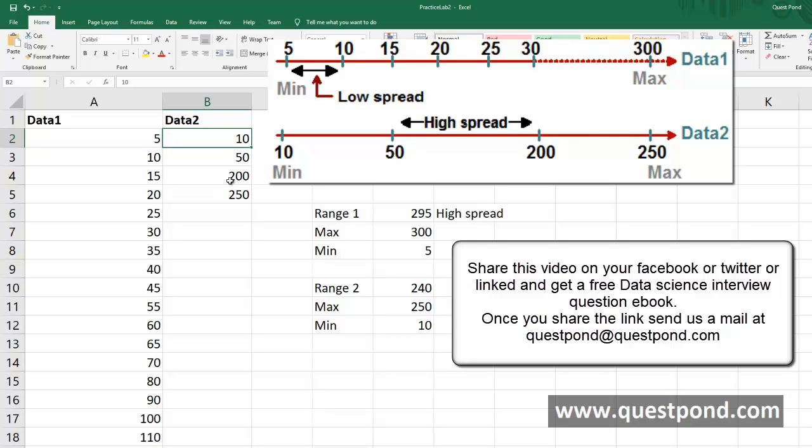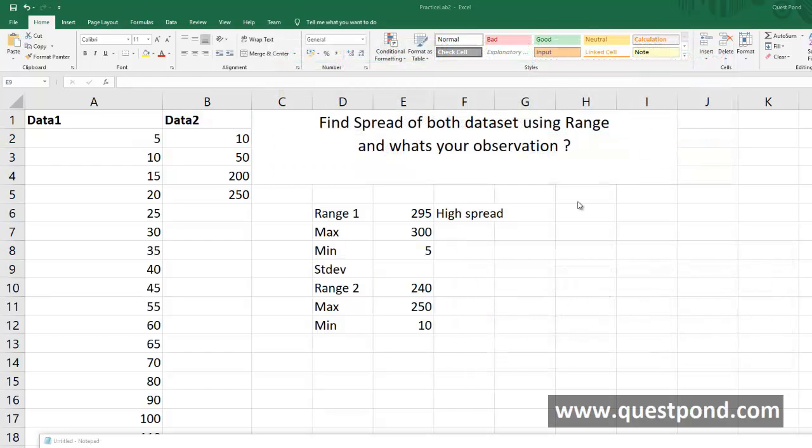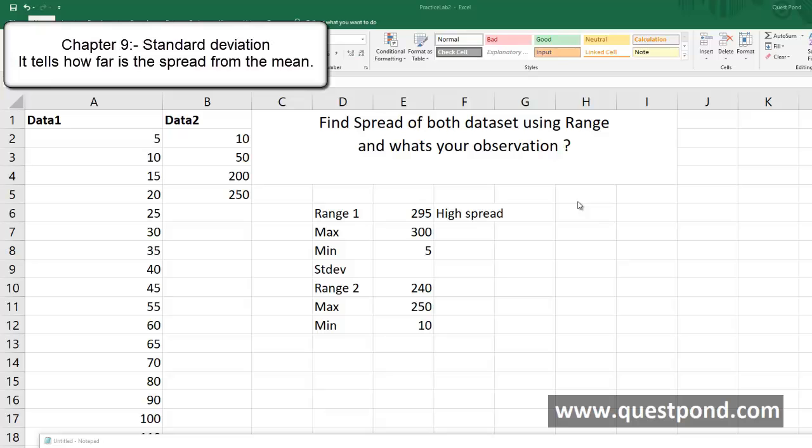Now what happens with max and mean is it only takes the extreme nodes. It only considers the extreme nodes. It leaves out the intermittent spread. So because of that, range probably sometimes is not a very good calculator for calculating spread. So for that, we have to use something called standard deviation. Standard deviation is a value, or a quantity which expresses how much the members of a group differ from the mean value of the group.